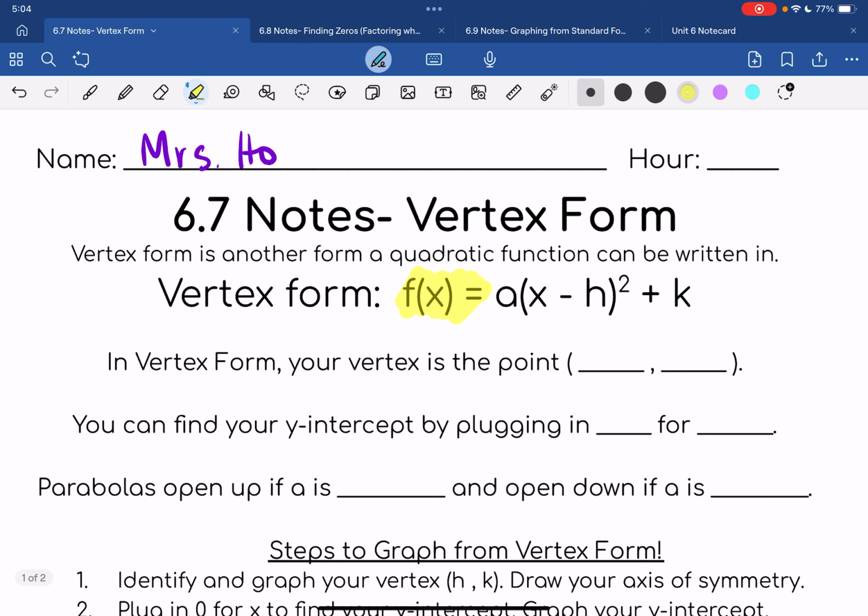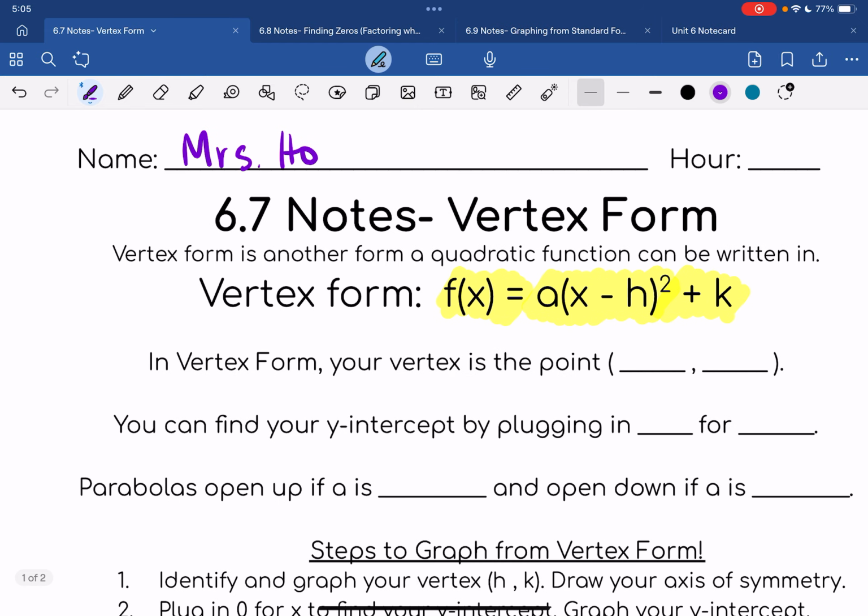f of x equals a times (x minus h) squared plus k. So that is our vertex form. And it is called vertex form because from this form, we can find the vertex without having to do any math or use any formulas. We just pull it right out of the equation. So our vertex in vertex form is the point (h, k). Our h comes from right here, and our k comes from right here.